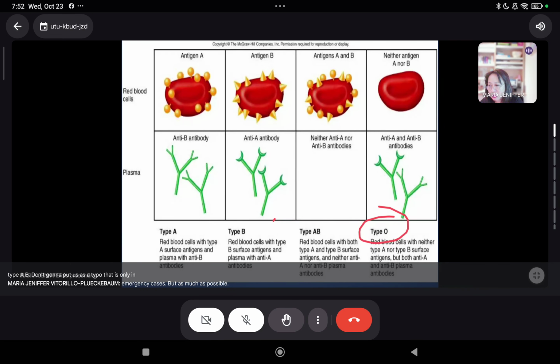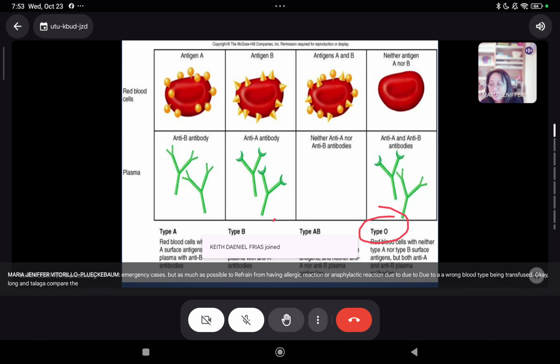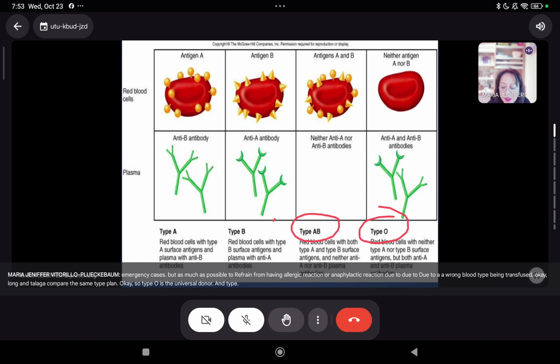But as much as possible, to refrain from having allergic reaction or anaphylactic reaction due to a wrong blood type being transfused, kailangan talaga, kung pwede, same type blood. Okay? So type O is a universal donor, and type AB is a universal recipient. Okay?